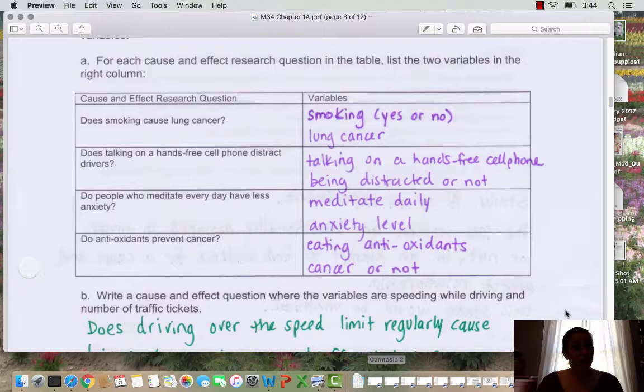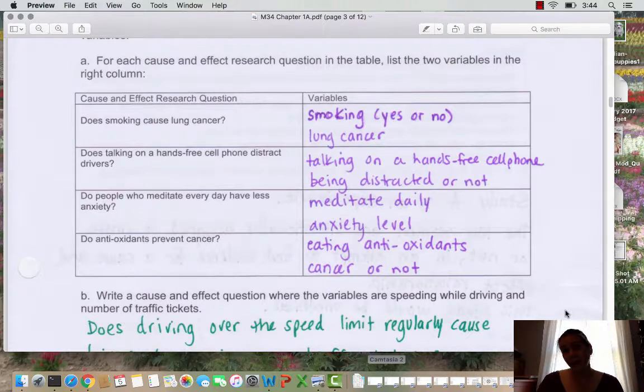Does talking on a hands-free cell phone distract drivers? So here, talking, whether or not they're talking on the hands-free cell phone, is one variable. And then being distracted or not, or you could find a way to measure level of distraction. If you were the researcher, that would be our second variable, or our response variable, we'd say. We'll study more about explanatory and response variables a little bit later.